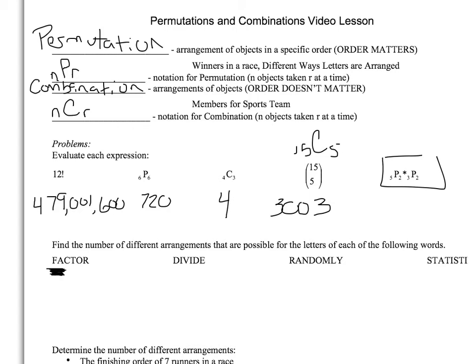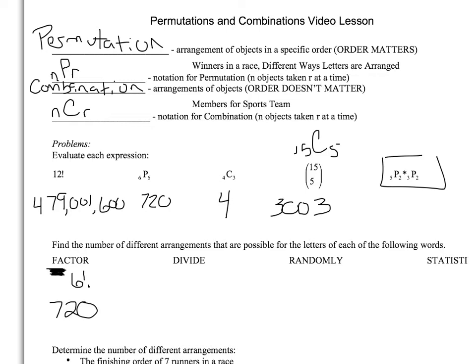The first thing you do is count how many letters you have. In the word factor, you have 6 letters. So you start out with a 6 factorial. Then you have to see if you have any common letters. And you don't. All the letters are unique, so it's just a 6 factorial. So then you type it in. You hit 6, and then math, arrow over to probability, and number 4. And it'll give you 720. That means there's 720 different ways to arrange those letters.